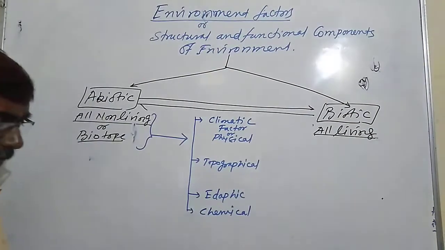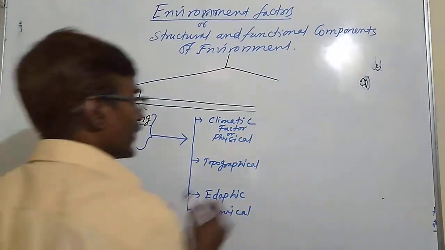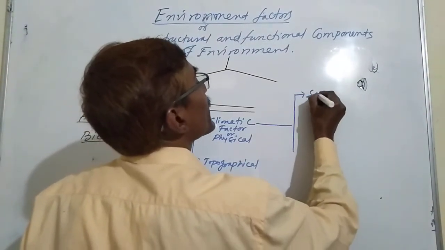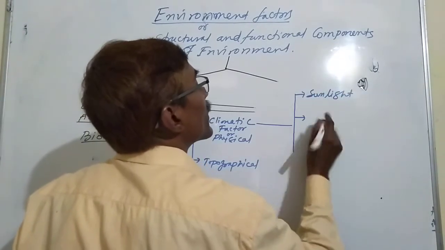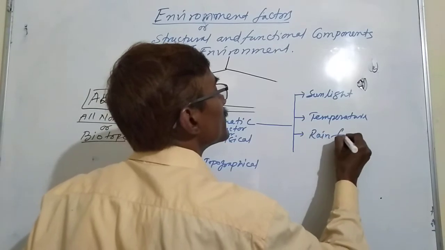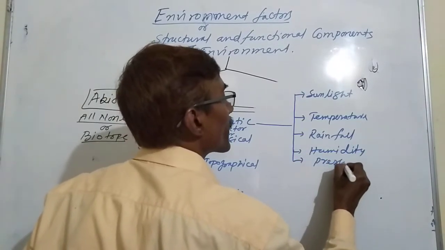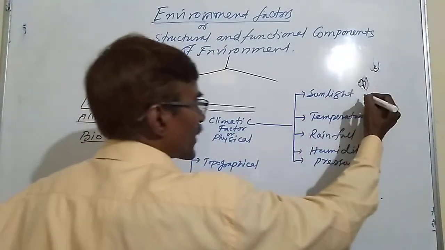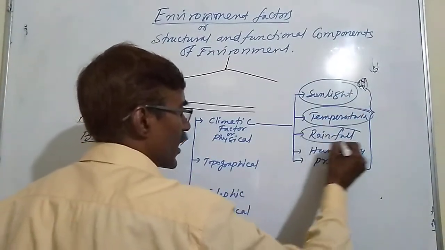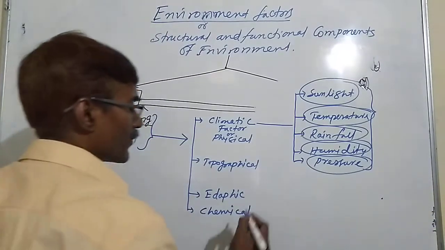So climatic factors are the factors which maintain the climate, which are responsible for the climate, or physical factors also. These are sunlight, temperature, rainfall, humidity, pressure. There are many other factors also, but these are the most important physical or climatic factors. Individually we will discuss their importance in living systems, and their functional role in interaction in the environment, or ecological interaction.